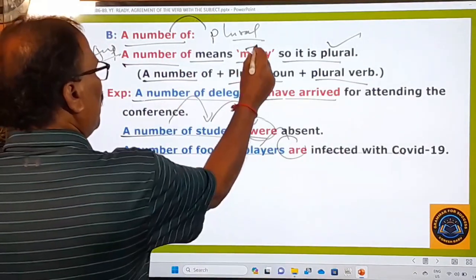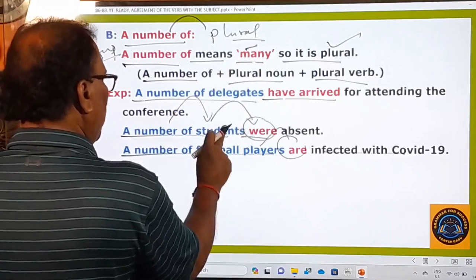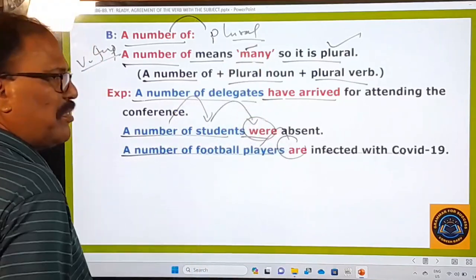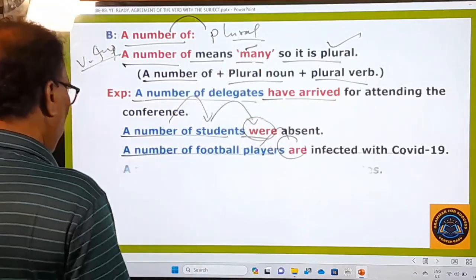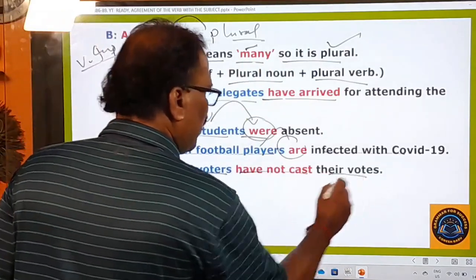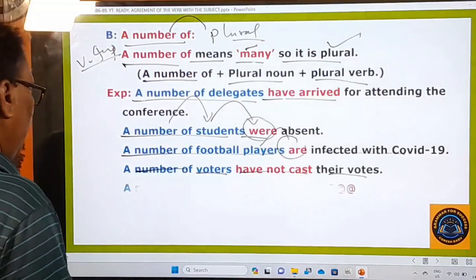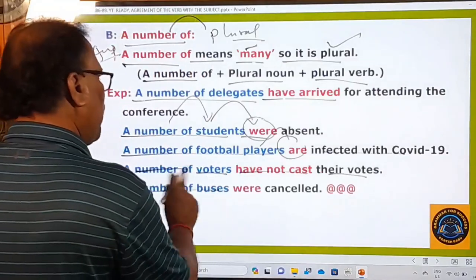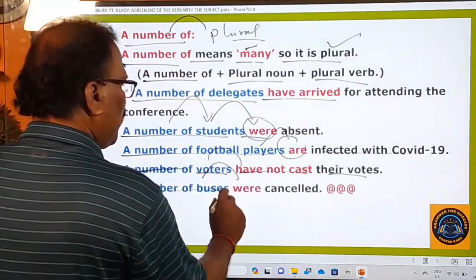Here, "a number of" means many: many delegates, many students, many football players. That's the meaning you have to take from that. And here, a number of voters means many voters have not cast their votes, right? And then a number of buses, many buses. So because of this, were cancelled.